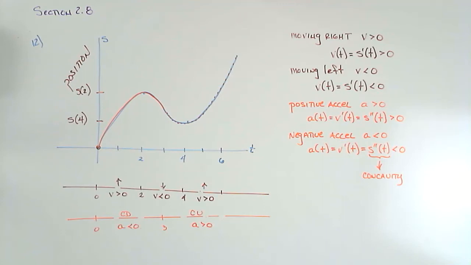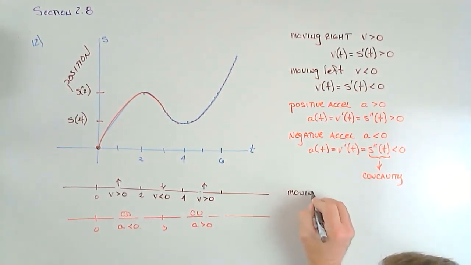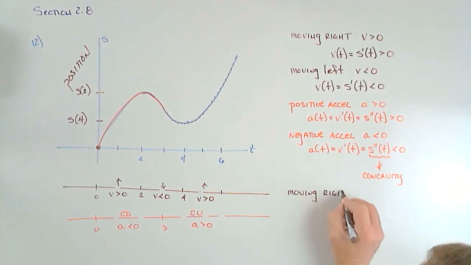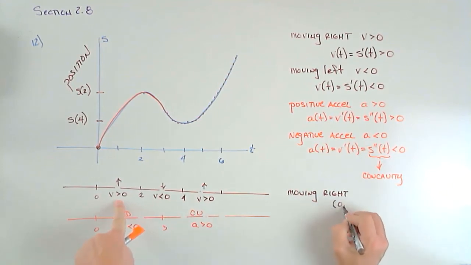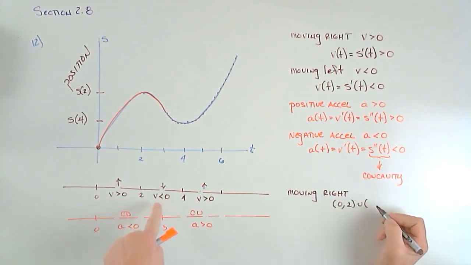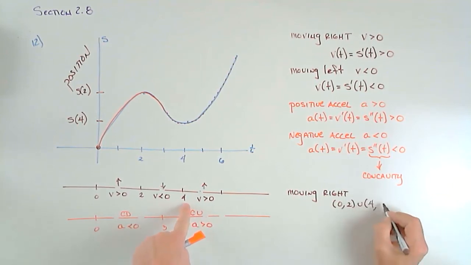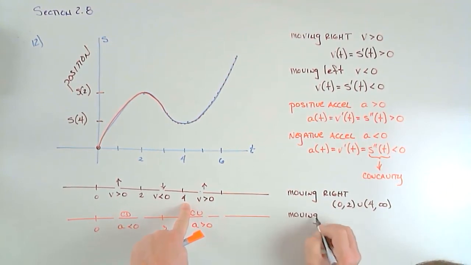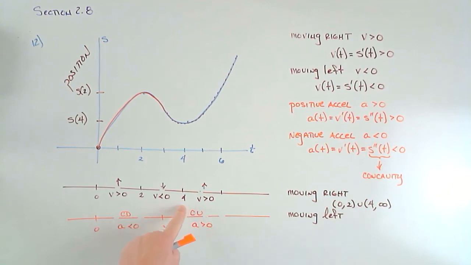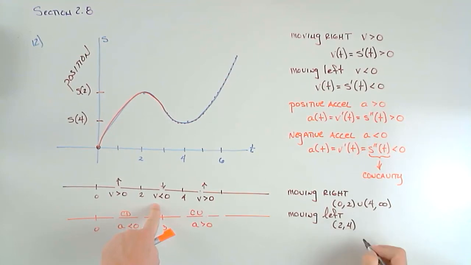When is a particle moving to the right? When is it moving left? So when is it moving to the right? Well, it's moving right when velocity is greater than 0. So it's moving to the right from 0 to 2, union 4 to infinity. It's moving left when velocity is negative. That's from 2 to 4. And we can write down the intervals.